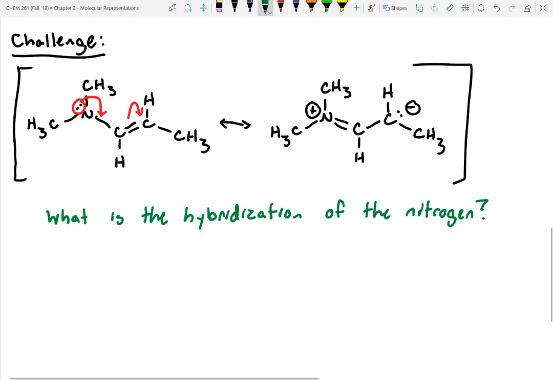Let's think about it this way. Can we delocalize the lone pair on nitrogen if it's sp3? No. In this case, even though the one on the left looks like it's sp3, like we saw yesterday, if you're able to move electrons past that atom, it has to have a p orbital, right? So in this case, it would have to be sp2. So it must be sp2 in order for delocalization to occur.